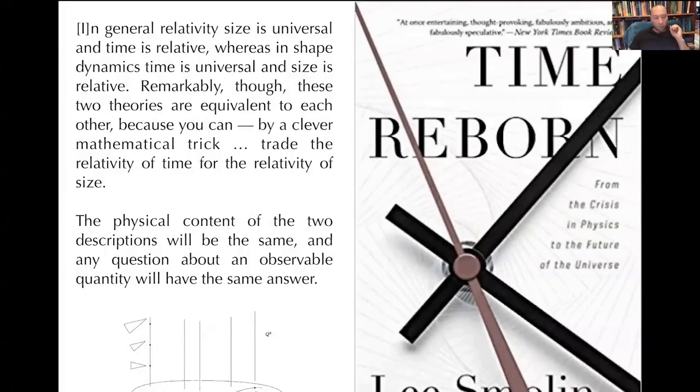Remarkably, though, these two theories are equivalent to each other because you can, by a clever mathematical trick, trade the relativity of time for the relativity of size. And the physical content of the two descriptions will be the same, and any question about an observable quantity will have the same answer. It's obviously too tricky to explain what's going on in this theory right now, but what I will say is that this approach of Julian Barbour's has a well-defined notion of present, but you're allowed to rescale things, resize things at distant events. So there's a relativity of size, but not of time.